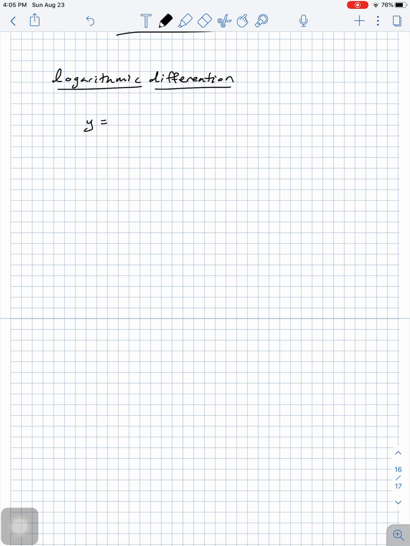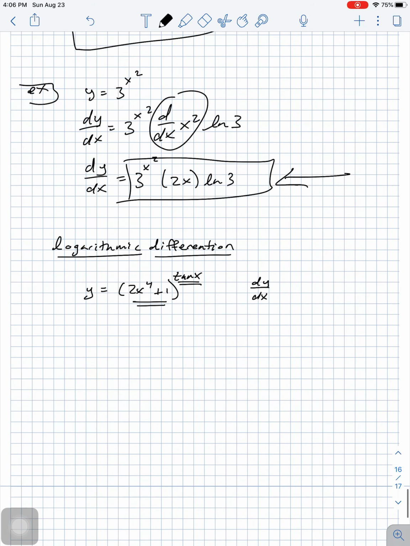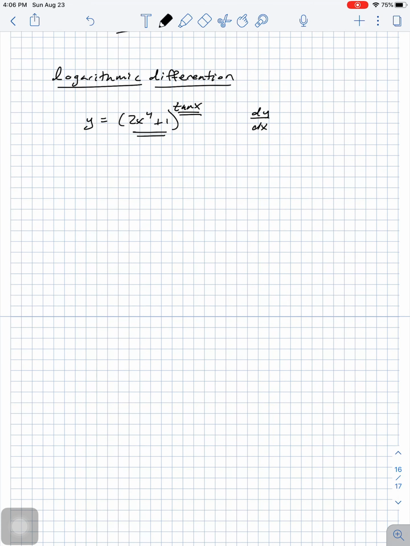If I have a function like, let's go, y equals 2x to the fourth plus 1, to the tangent x. Okay, and I want you to find dy dx. One way, this problem, actually you have to use logarithmic differentiation because you have a bunch of stuff as a base and a bunch of stuff as an exponent. Whereas before, like in this previous problem, we had a number as a base. So this doesn't actually follow any rules that we have so far, but I'm going to show you how this technique applies to some simpler problems after this.